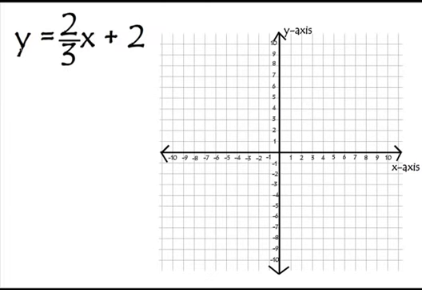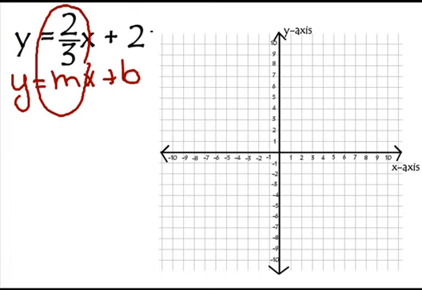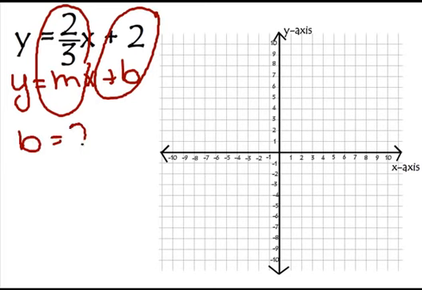Let's graph this equation y equals 2/3 x plus 2 using the slope-intercept form. I always like to write that form underneath my equation, and the reason is that I can see exactly what m is, my slope, and exactly what my y-intercept b is right away. So my y-intercept b equals 2, and that's what I'm going to graph first. So I go over here to my y-axis. Remember, the y-intercept is where it crosses the y-axis, and I put a really good dot there.